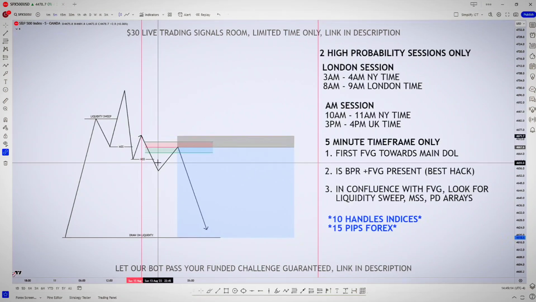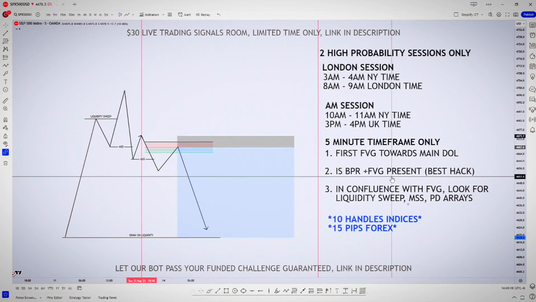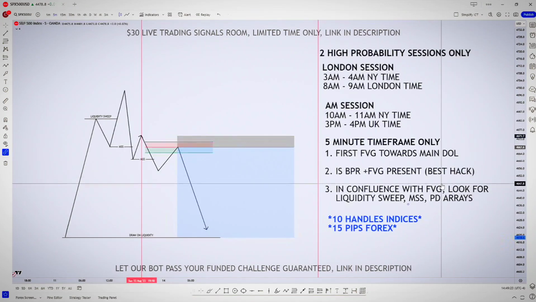Keep it very simple. Keep it as simple as possible. Then we're going to look for a balanced price range and a fair value gap present, and this is a very high probability hack that I've shown in a previous video, and the link to that will be in the description below if you haven't already watched that. After this, we're going to look for confluence with the fair value gap.